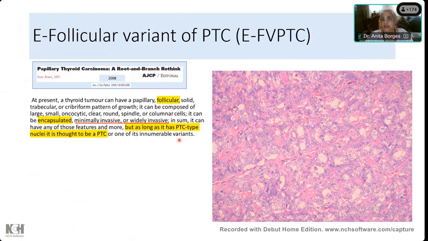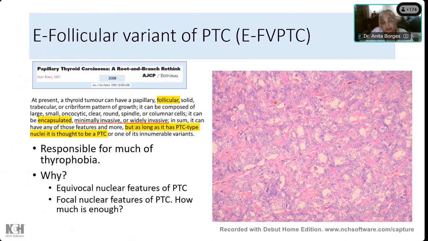Now, if it was a papillary thyroid carcinoma, then this was going to be treated like a papillary thyroid carcinoma. And numerous thyroidectomies were done for this lesion, which all of us called, which I called, an encapsulated follicular variant of papillary thyroid carcinoma. But this was responsible for much of the pathological thyrophobia.